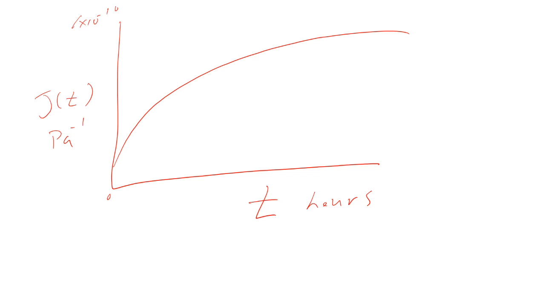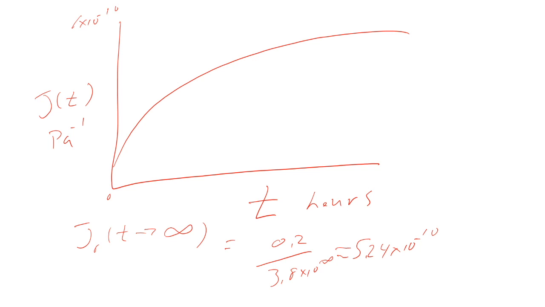So the relaxed modulus is at long times, as time goes to infinity. If time goes to infinity, our exponential term goes to 0. So that's just 0.2 over 3.8 times 10 to the 8th, approximately 5. I wrote 10 to the infinity, huh? It's 10 to the 8th.